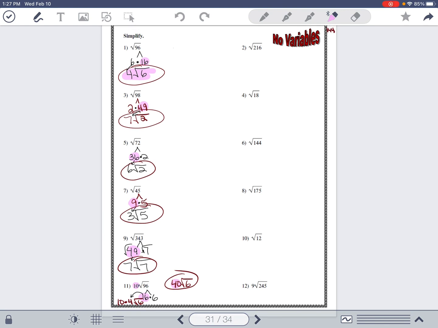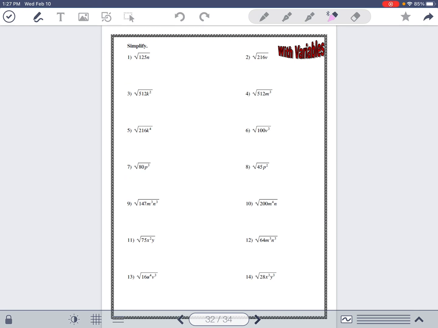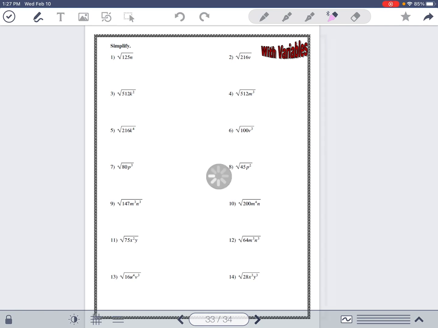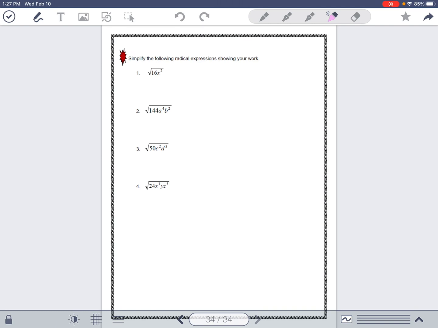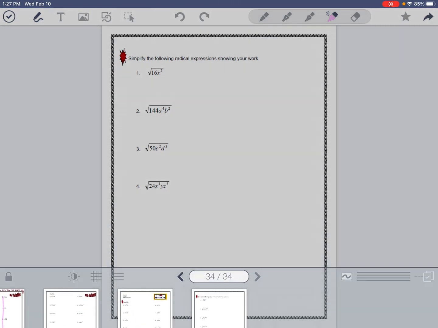So I want you guys to do the evens. We'll go over them in class, all right? And then we're going to start adding in a variable and go over that in class on Friday. So I'll add another quick video to explain that. And then you've got some practice to do, okay? So that you're pretty good with this.